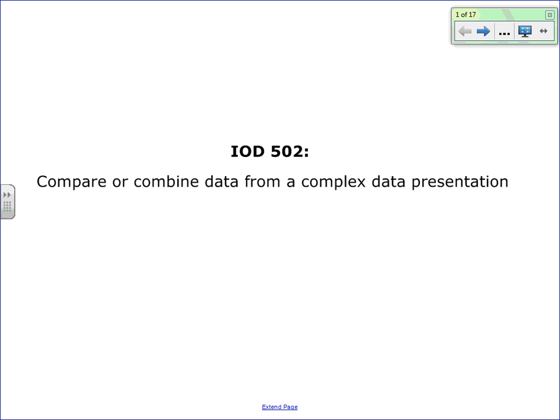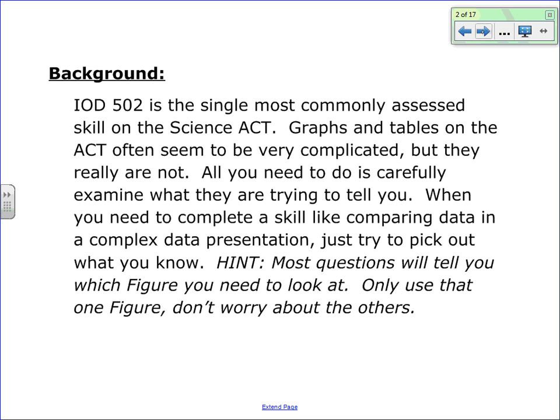Let's get started by taking a look through the background information on what skill we're actually looking at here. IOD 502 is the single most commonly assessed skill on the science ACT. Graphs and tables on the ACT often seem to be really complicated, but they aren't. All you need to do is carefully examine what they're trying to tell you.